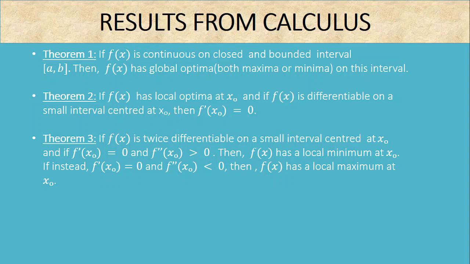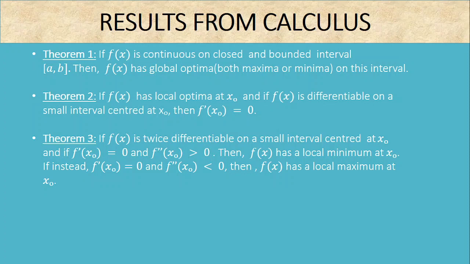Now, there are certain results from calculus which are useful in finding the local and global optima. If f(x) is continuous on a closed and bounded interval [a, b], then f(x) has global optima on this interval. If f(x) has a local optimum at x naught, and if f(x) is differentiable on a small interval centered at x naught, then f'(x naught) is equal to 0. The third result: if f(x) is twice differentiable on a small interval centered at x naught, and if f'(x naught) is equal to 0 and f''(x naught) is greater than 0, then f(x) has a local minimum at x naught.